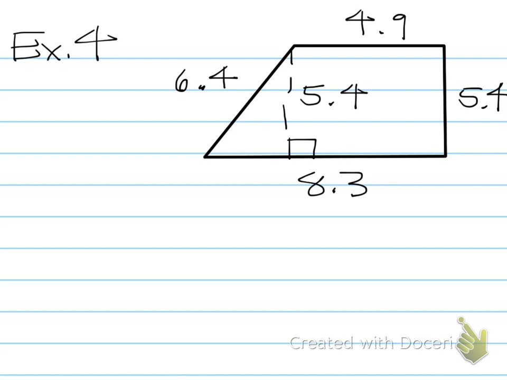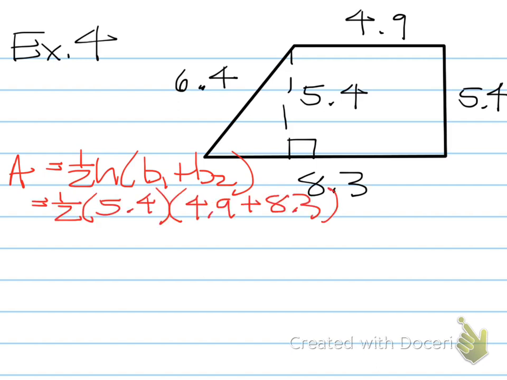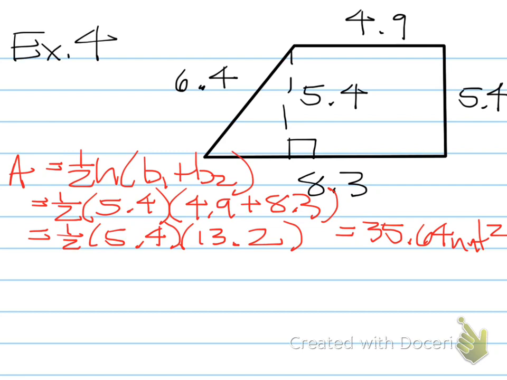And here we have a trapezoid. The area of a trapezoid is 1/2 the height times the sum of its bases. The height of the trapezoid is 5.4. The 2 bases are the parallel sides, so that's 4.9 and 8.3. Plug in 5.4 for the height, and then 4.9 and 8.3 for the bases. When we add the bases, we get 13.2. And multiply 1/2 times 5.4 times 13.2 and we get 35.64 units squared.